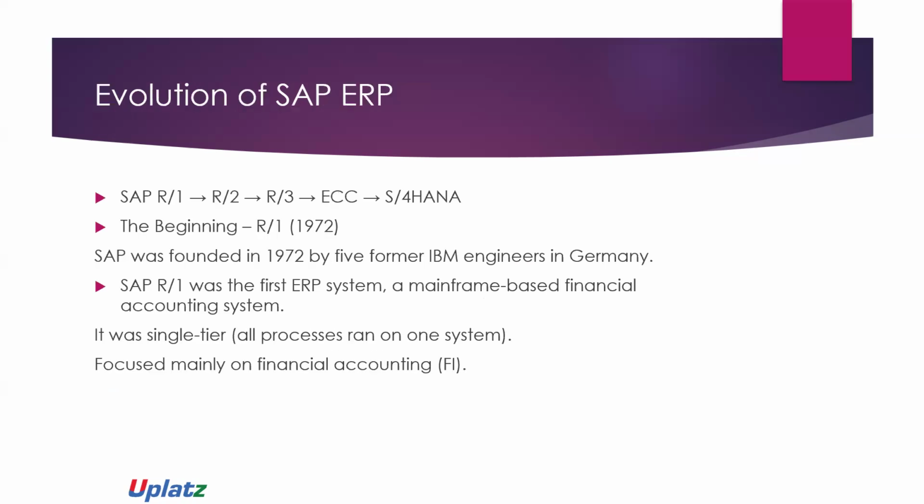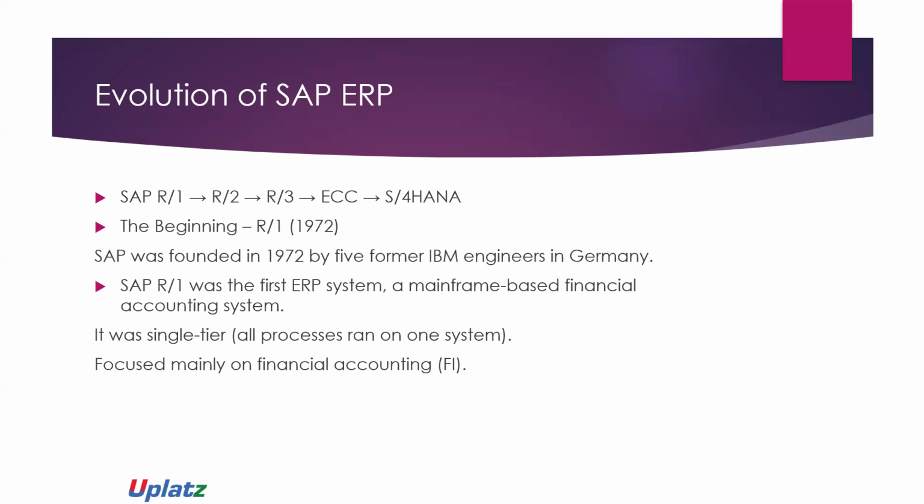Now I'm coming to the evolution of SAP ERP. The first one is SAP R1, which is called real-time 1. Then SAP R2, which is called real-time 2. Then comes SAP R3, which is called real-time 3. Then ECC, and the final one is SAP S/4HANA.